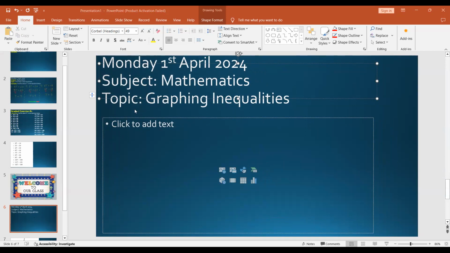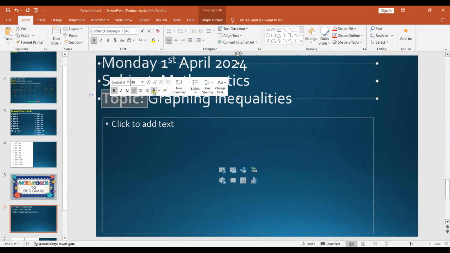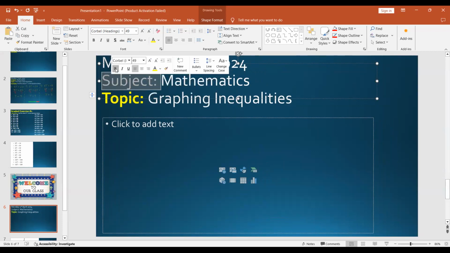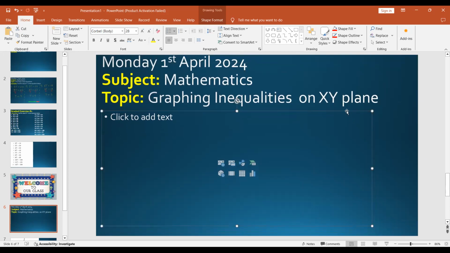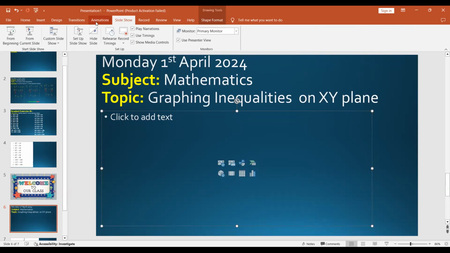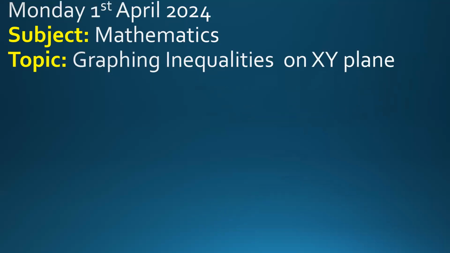Okay, let's go ahead and do that. Graphing inequalities on the XY plane, because we have been doing it on the number line, but now we need to do it on the XY plane. For this one, you're definitely going to need a ruler and a pencil to draw the x and y axes and the grid properly. Graphing paper would be good for this section, and if you don't have it, just use your book.